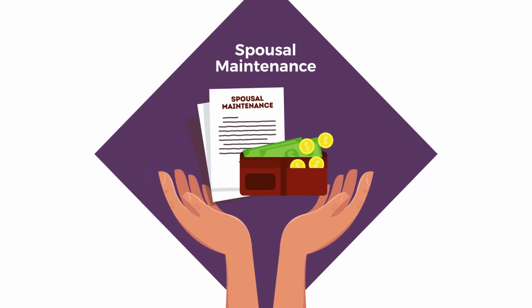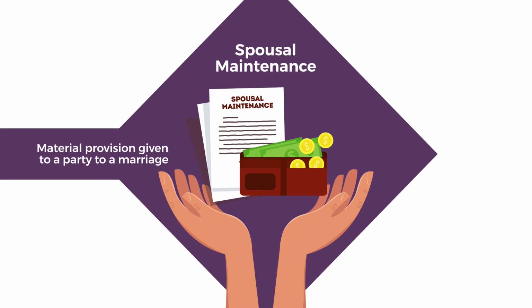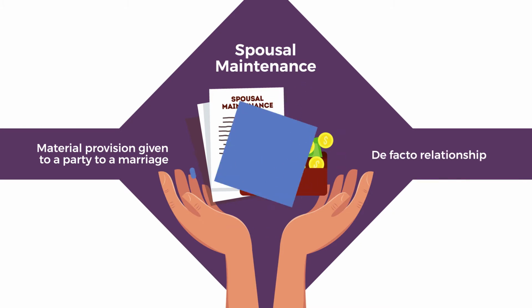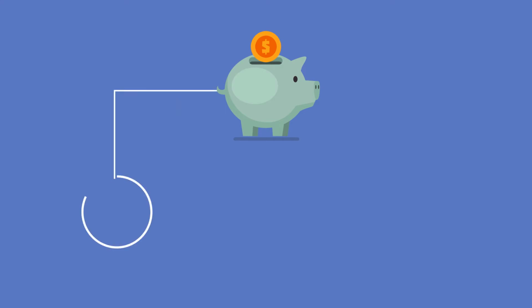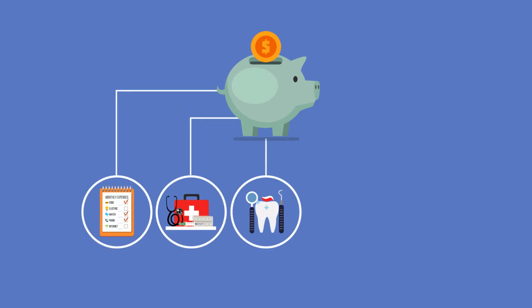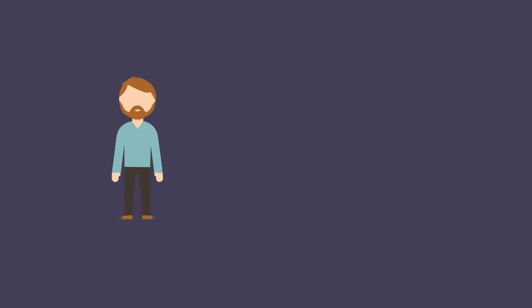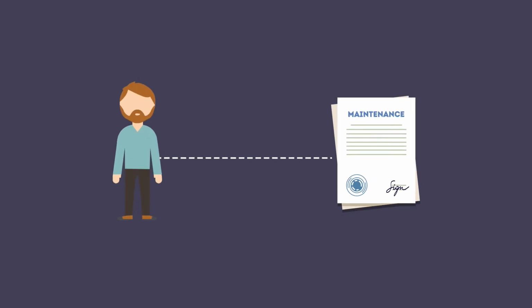Spousal maintenance is any form of material provision given to a party to a marriage or de facto relationship. It may include funding for weekly expenses, medical or dental treatment, accommodation, and even legal expenses. To apply for maintenance, the applicant must meet 2 requirements.